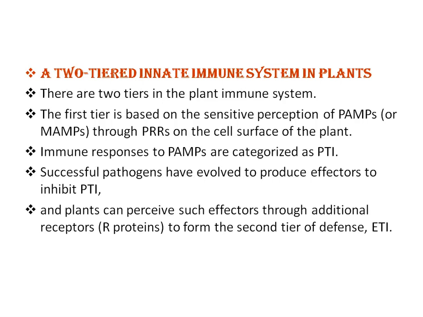Now, successful pathogens have evolved to produce effectors to inhibit the first tier of defense, and the plant can perceive such effectors through additional receptors, R proteins, to form the second tier of defense. So there is a dynamic co-evolution between plants and pathogens, and this dynamic process continues as some pathogens have acquired effectors that interfere with the second tier of defense.